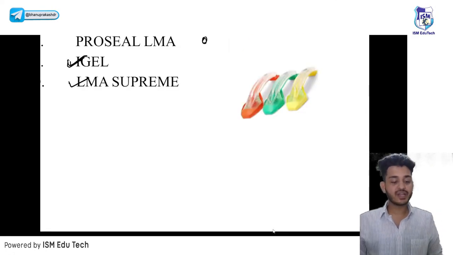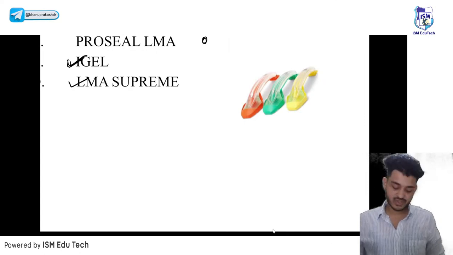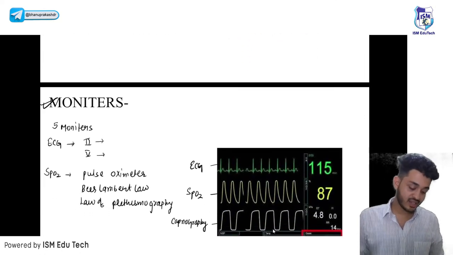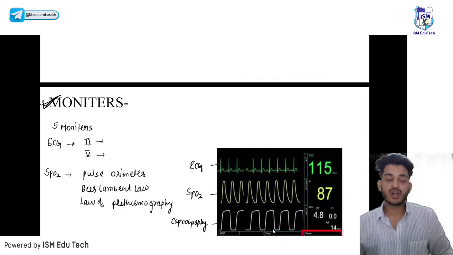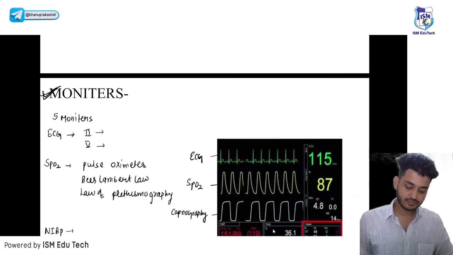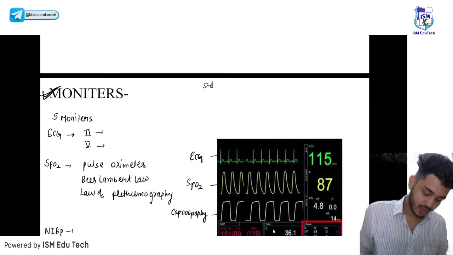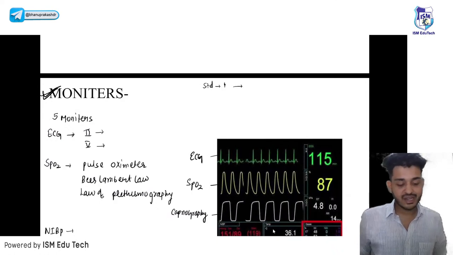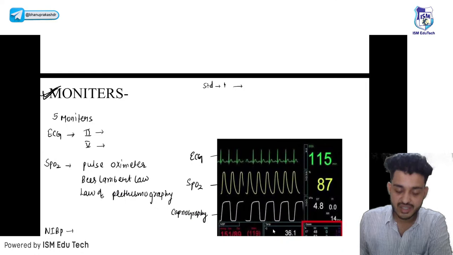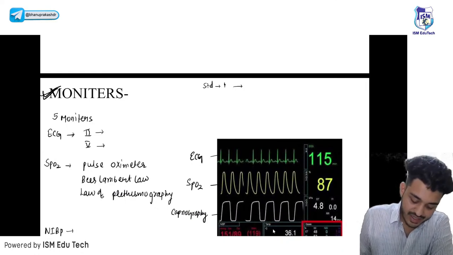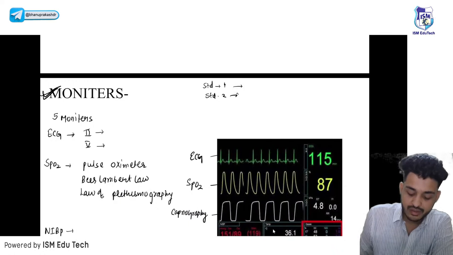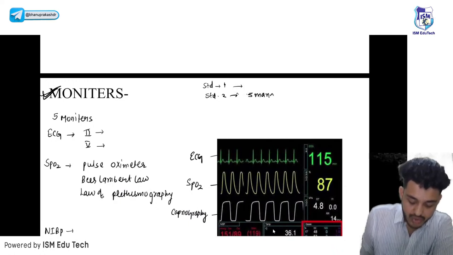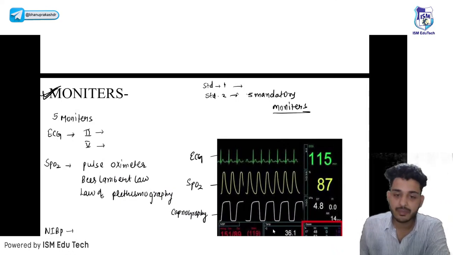Till now what we have done, we have sedated our patient lying down on the bed. Now he has seen some structures. First thing is a monitor. There are monitors. What are the monitors that we need to study? We have two standard guidelines. First one is standard one, that there should be a registered anesthetist. Second is standard two, that says five mandatory monitors should be there. What are these five mandatory monitors?